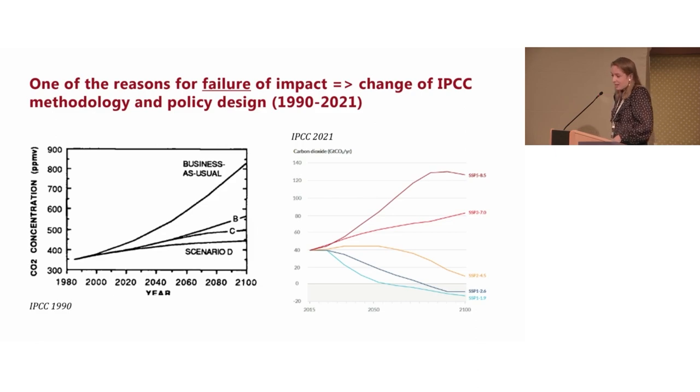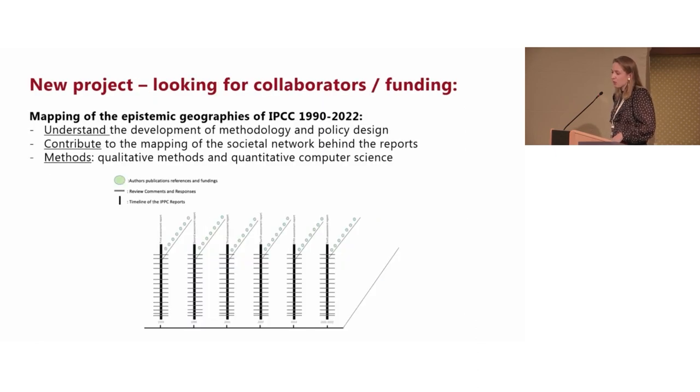And that's what, at least, I want to do: look into this in more detail. Why have these shifted? I'm also looking for collaborators, if there's anybody interested, to really understand why these epistemic geographies have changed. Who has contributed to it? What role do different research communities play in this shift? And also how can we combine different methods, using both quantitative computer science in mapping these networks, but also qualitative analysis of the policy discourse and the methodology design.